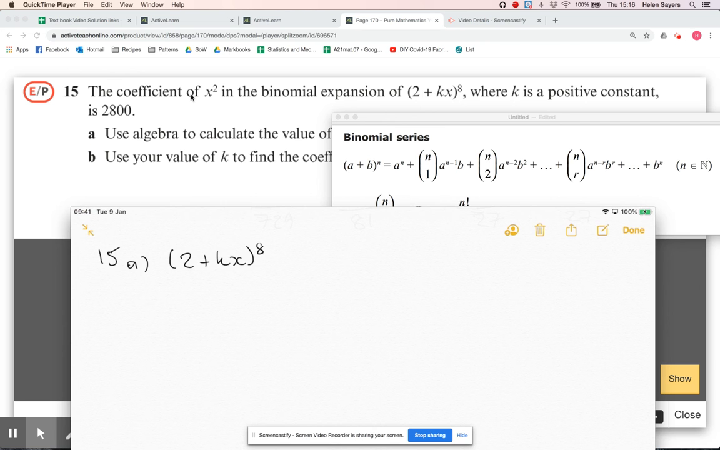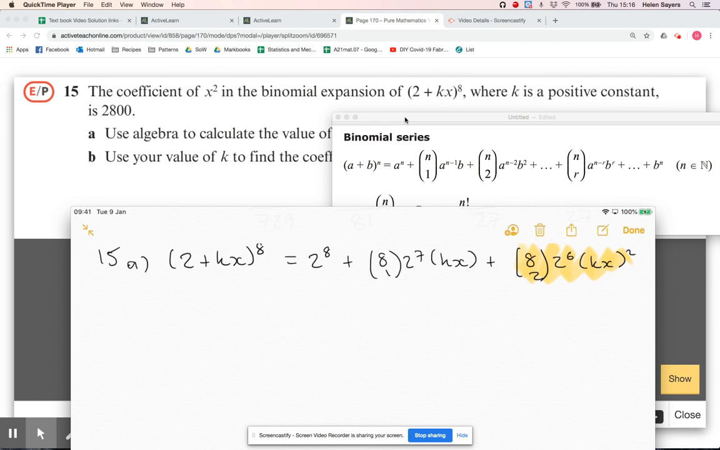We're told the coefficient of x squared, so actually I only need to do the x squared term. I'll write the first two terms out. It will be 2 to the power of 8 plus 8 choose 1, 2 to the power of 7 times kx, plus 8 choose 2, 2 to the power of 6 times (kx) squared. But you really only need that term. If you're okay just going straight to that term, that's going to cut down the workload a little bit.